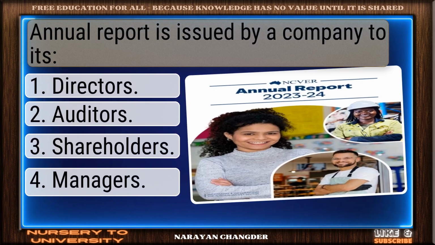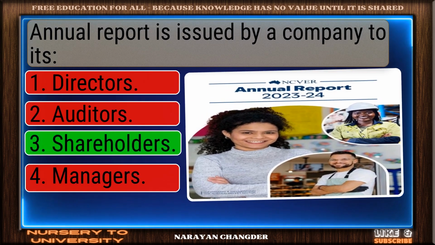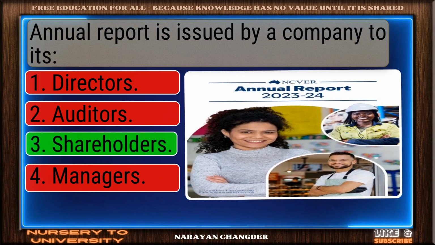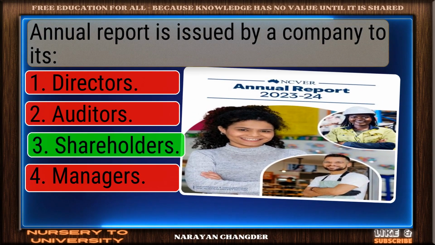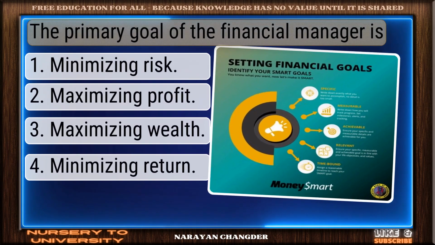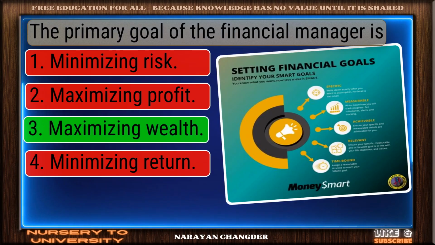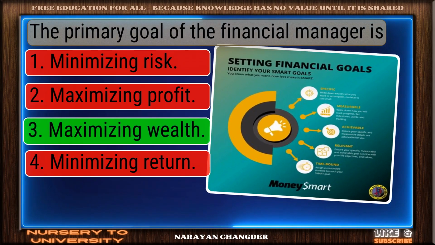Annual report is issued by a company to its. Sharp thinking. Shareholders is the right choice. The primary goal of the financial manager is. Well done. Maximizing wealth is the right choice.